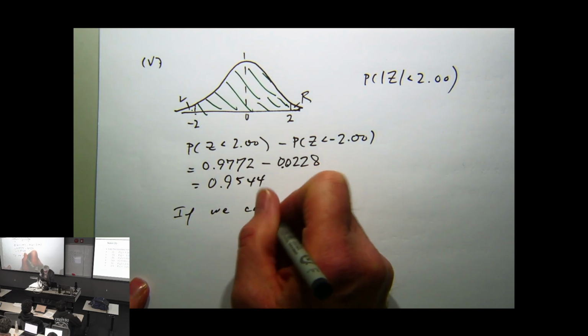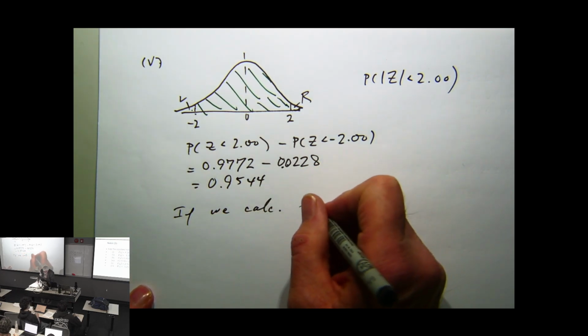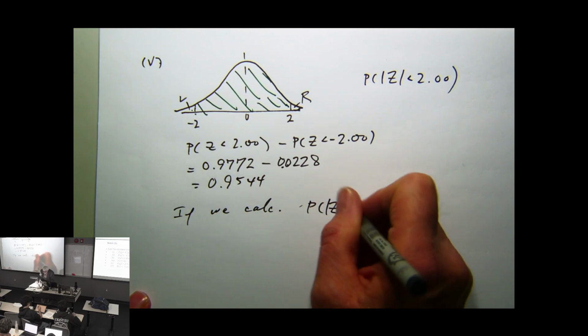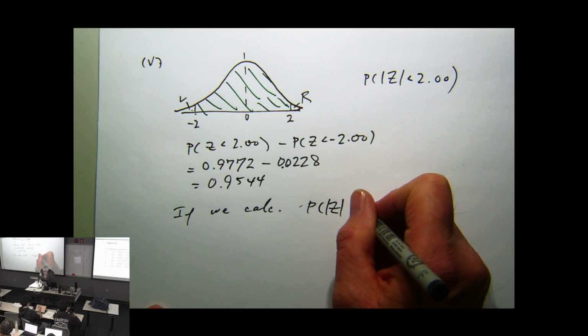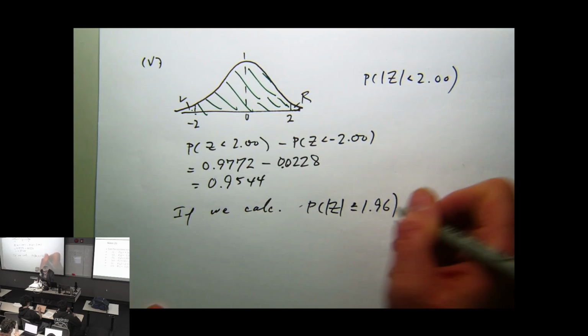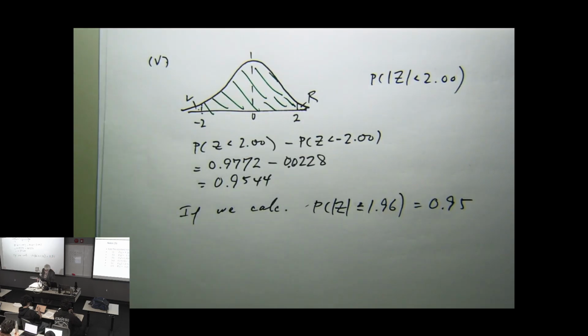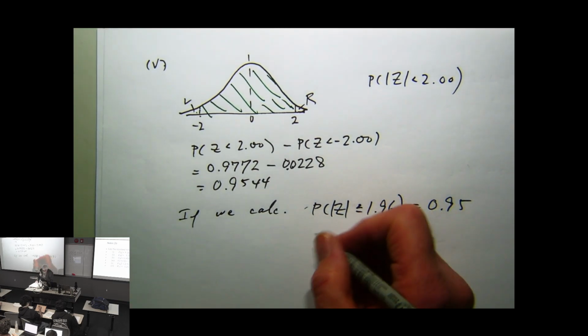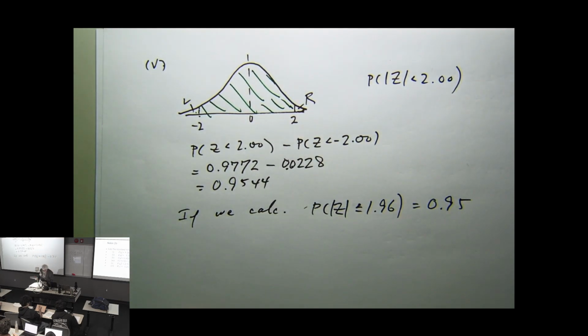If we calculate the probability that the absolute value of z is less than or equal to 1.96, we find that it is equal to 0.95 to at least a couple of extra decimal places. It's not exact, but 1.96 standard deviations gives us 95% of the observations. So these are kind of standard ones. That's a common one. 2 standard deviations is approximately 95%.